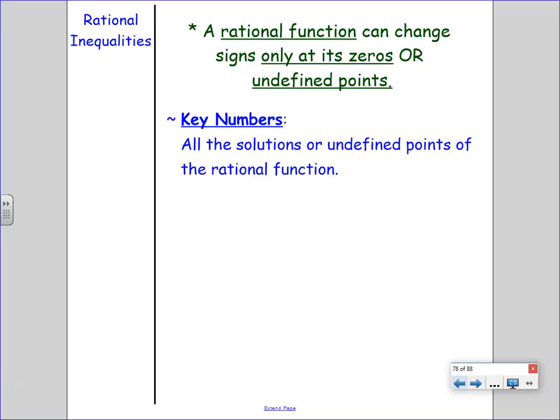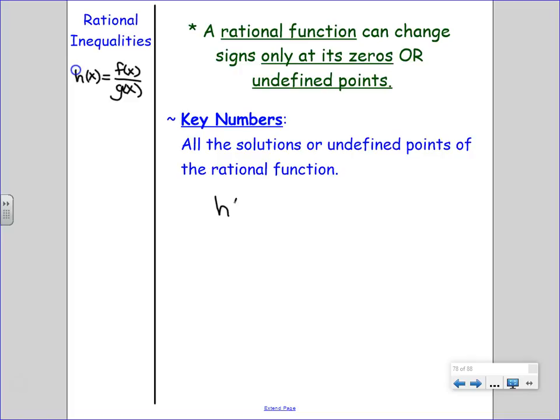with the key numbers. Now guys, for a quadratic, the key numbers are just the zeros. For a rational function, the key numbers are a little bit different. For a quadratic, the key numbers are just the zeros. You're going to see that in just a second as we keep going on here. So the key numbers would be positive 3 and negative 2 for that example. But for rational inequalities, what do you guys see that's different with that? A rational function can change signs at its zeros, good, or its undefined points.